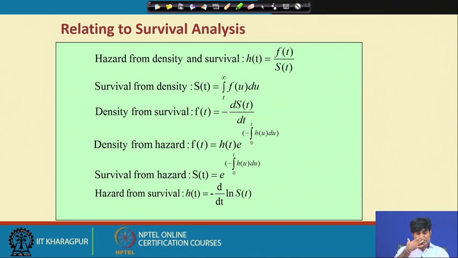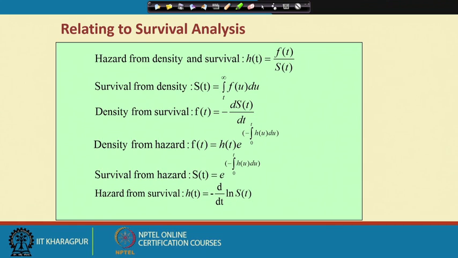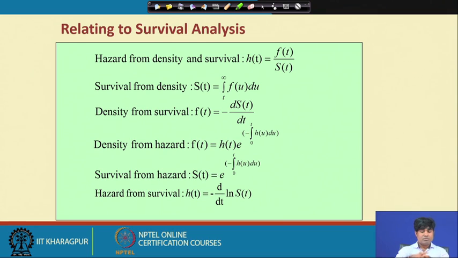And so far as survival analysis is concerned, we have a couple of items which we would like to understand and then connect as per the particular requirement. So, the first thing is to understand the hazard and hazard rate, then hazard from the density and survival from the density, then density from survival f(t), and again density from hazard.